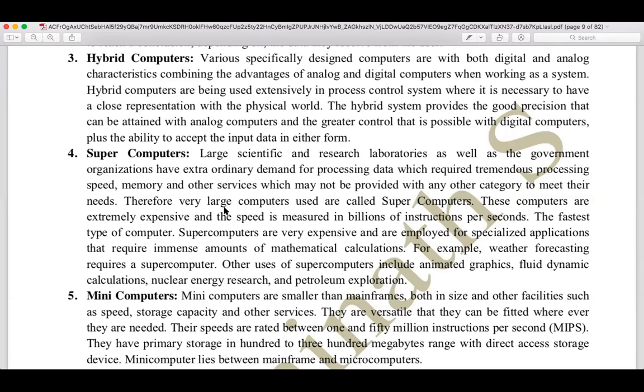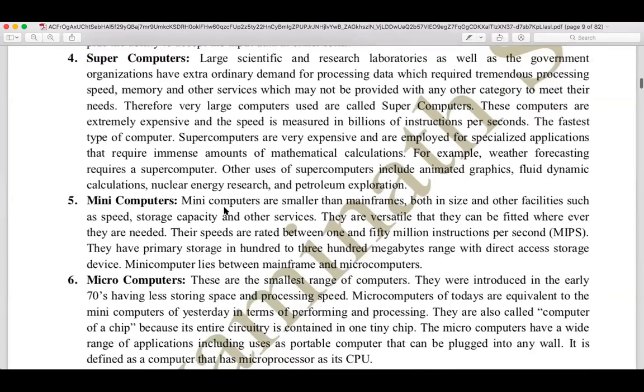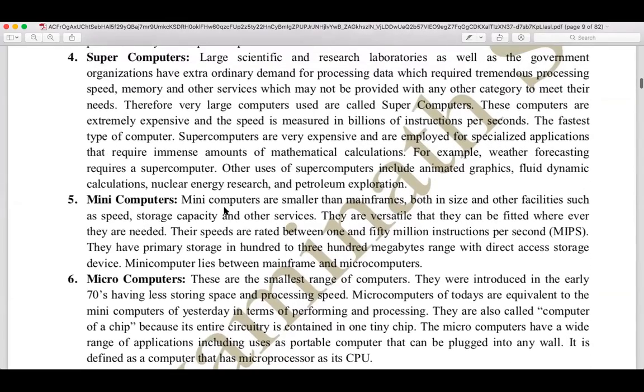Okay, now minicomputers basically lie between mainframe and microcomputer, because these are the computers being used by the users for their utility, for easy carry or easy handling. So all those computers will come under the category of minicomputers. Okay, then we have the microcomputers.